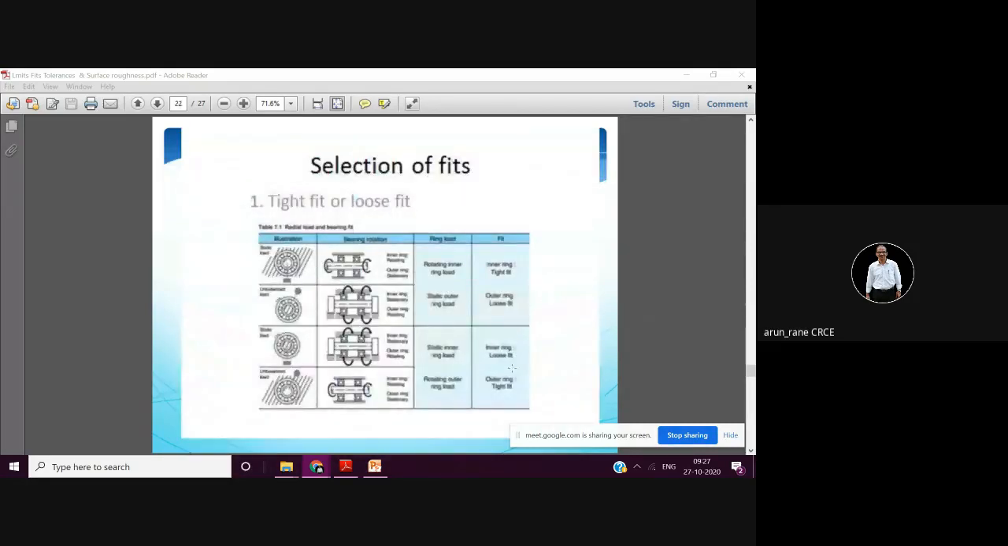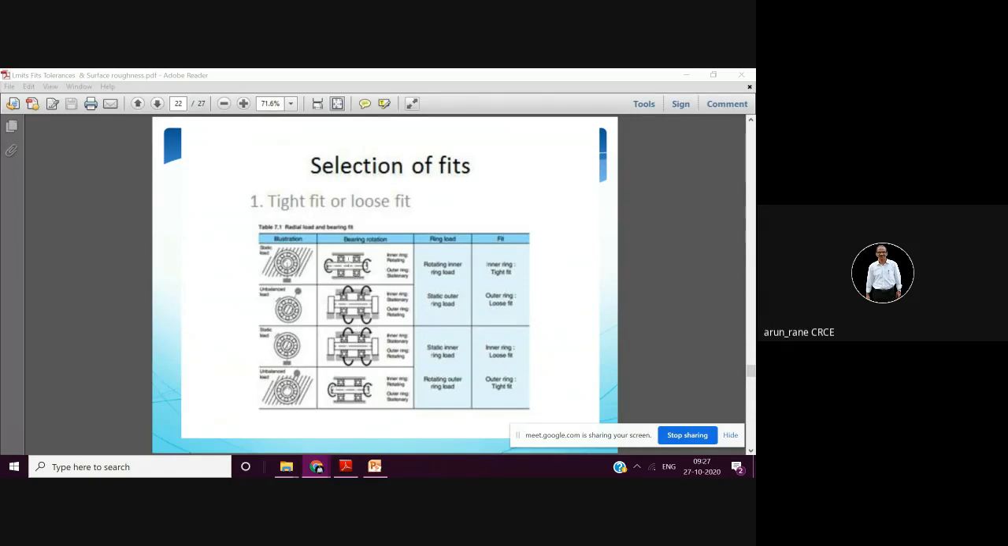So this is what the selection of fits is, that is tight fit or loose fit. So when to go for tight fit or loose fit? What do you mean by tight fit and loose fit? It means the inner ring or inner race is tightly fitted on the shaft, and the outer ring is slightly loose fit in the housing.